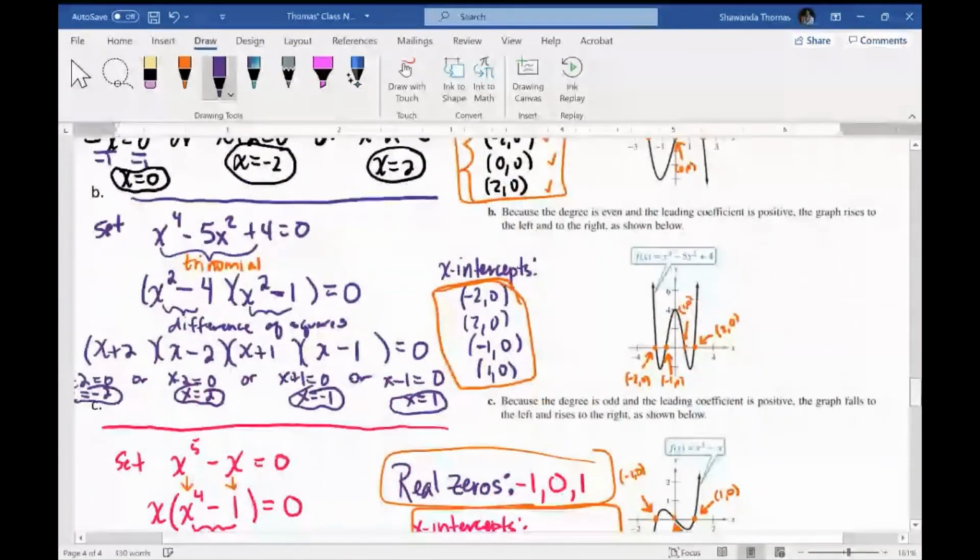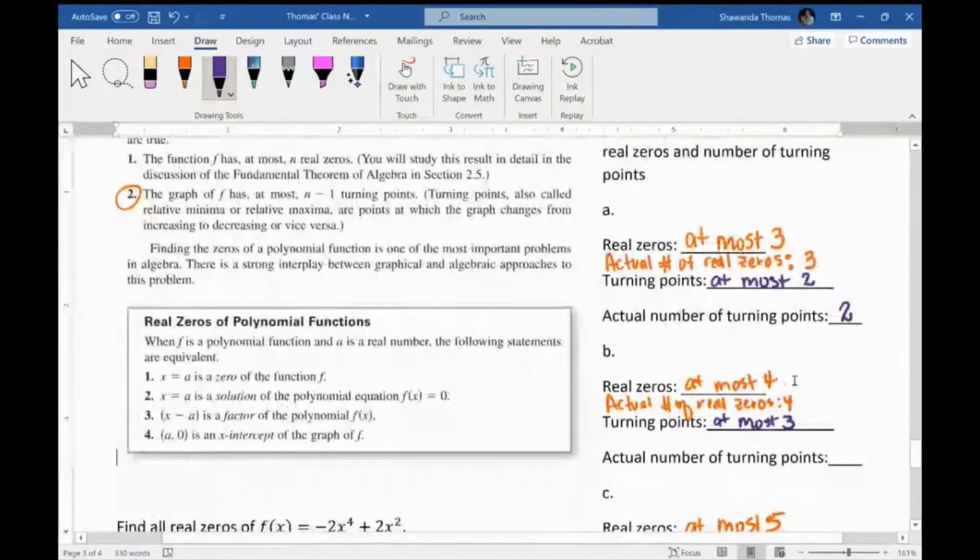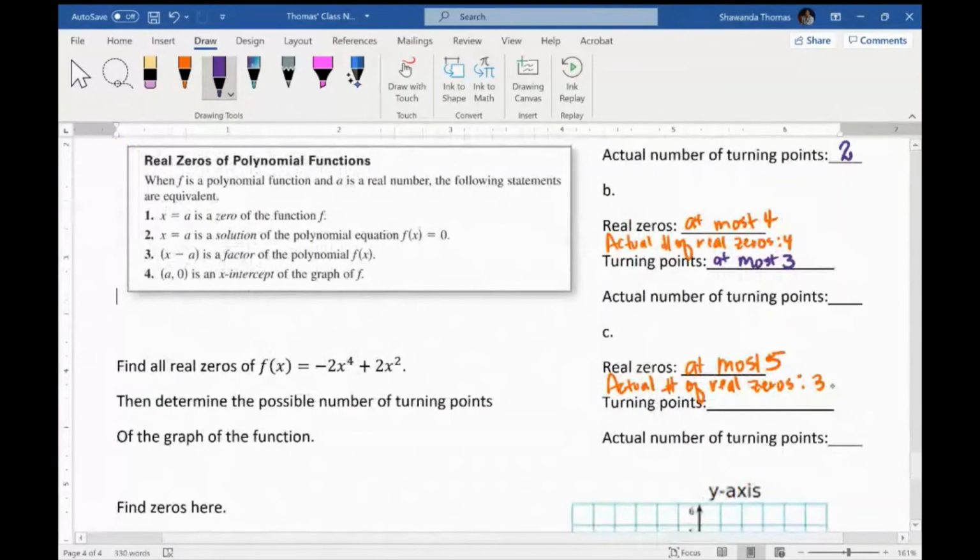All right. So it started off doing what? Decreasing or increasing? Decreasing. Bam. Turn 1. Going up. Bam. Turn 2. Going down. Bam. Turn 3. So how many actual turning points? 3. All right.